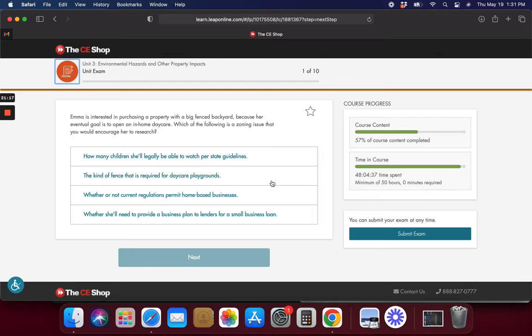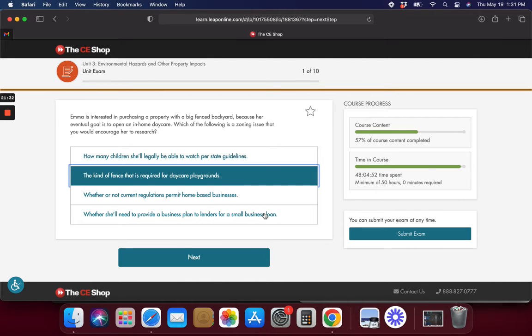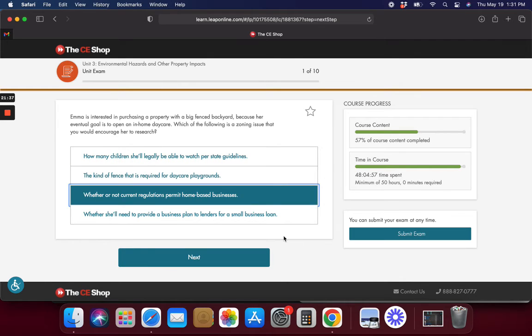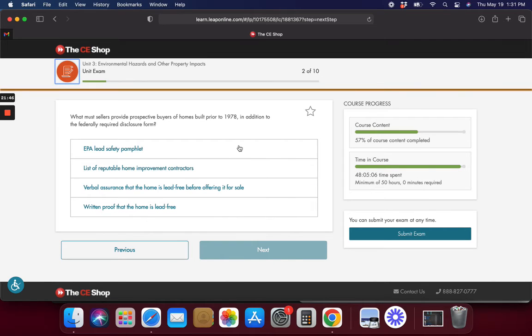All right. Emma is interested in purchasing a property with a big backyard. Which of the following is a zoning issue that would encourage her to research? The kind of fence that is required for daycare playgrounds. Whether or not current regulations permit home-based businesses. Yes, that would be a zoning question. And why are we getting zoning questions on here? I don't remember anything being on zoning. We do have videos on zoning, but this was not one of them.